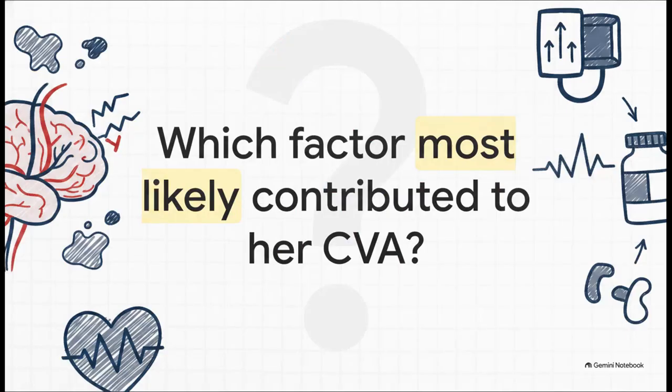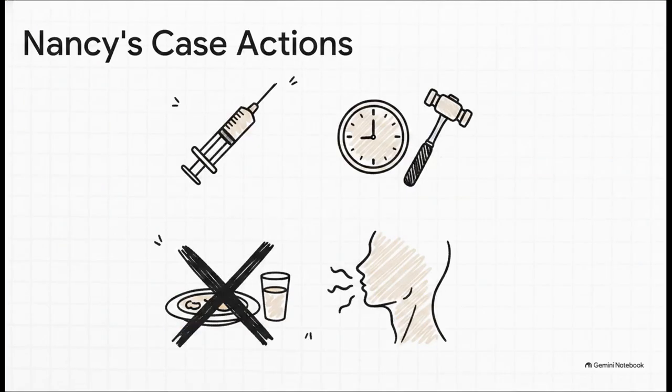So stop for a second. Let's do a quick knowledge check based on Nancy's chart. Think about her past medical history: hypertension, hyperlipidemia, and paroxysmal atrial fibrillation. Which of those likely caused this event? Think back to those causes of ischemic strokes we just talked about. If you guessed her history of atrial fibrillation, which causes those cardioembolisms, and her hypertension, you hit the nail on the head.